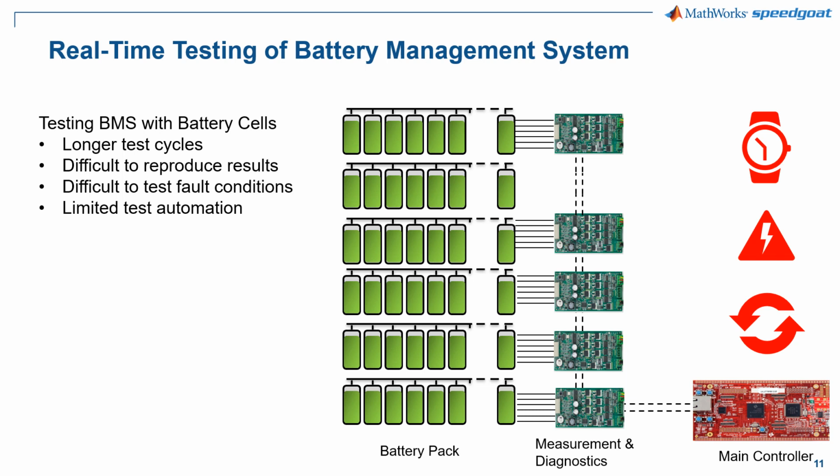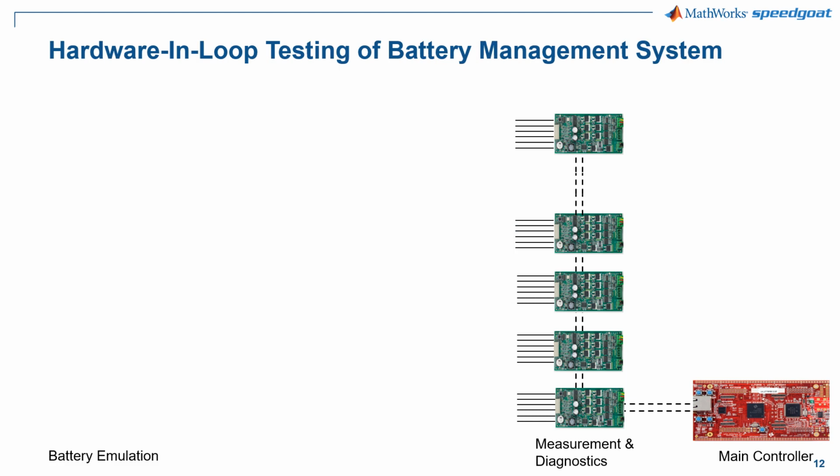One way to achieve high confidence in your design iteration is by testing BMS controller and electronics against a simulated battery pack. This method of testing a real controller against a simulated plant model in real time is called hardware-in-the-loop testing. In HIL testing, we start with plant model of a battery pack. This is the model you may have used for testing BMS algorithm in desktop simulations.